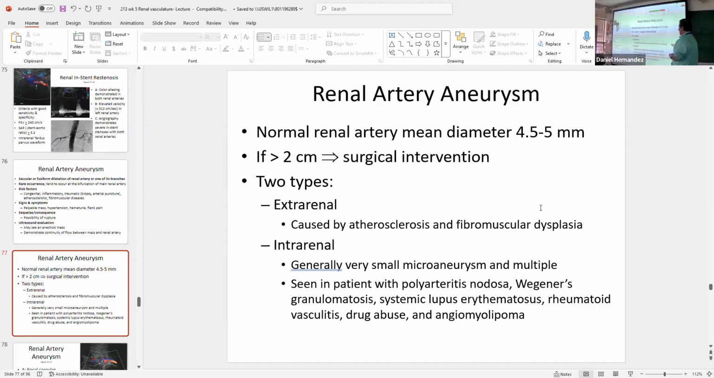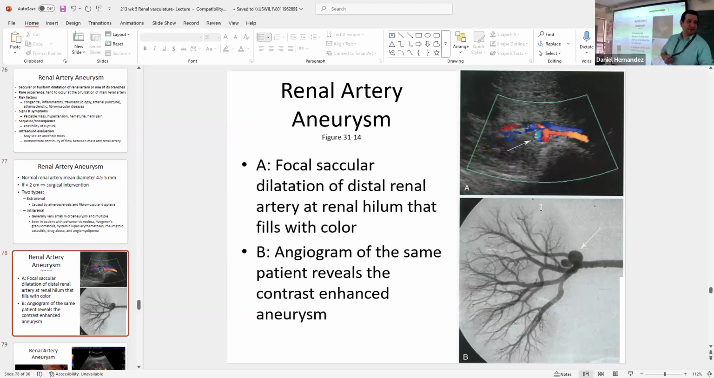Again, some of the extrarenal causes, if the aneurysm is outside of the kidney and the main renal artery, are atherosclerosis and FMD. If that aneurysm is within one of the intrarenal vessels, it could be due to some genetic conditions, some of the arteritises, vasculitises. Which are showing a focal saccular aneurysm off that main renal artery. This is right in the hilum.